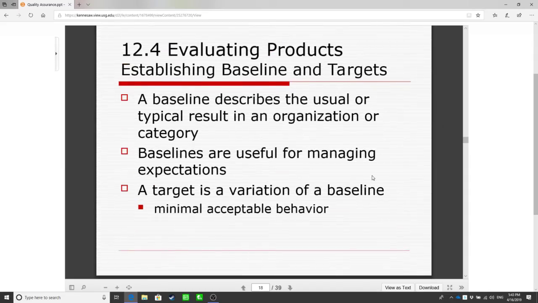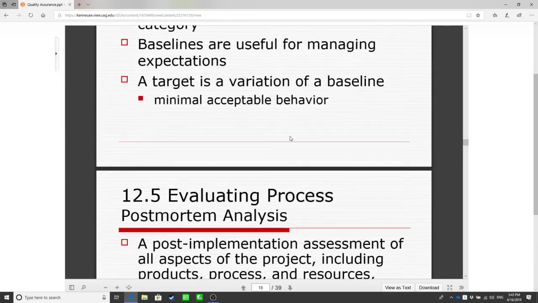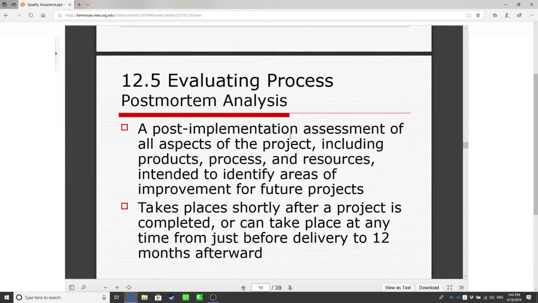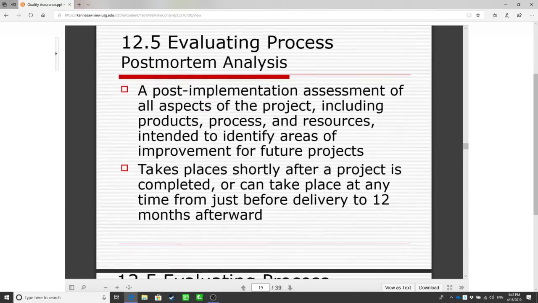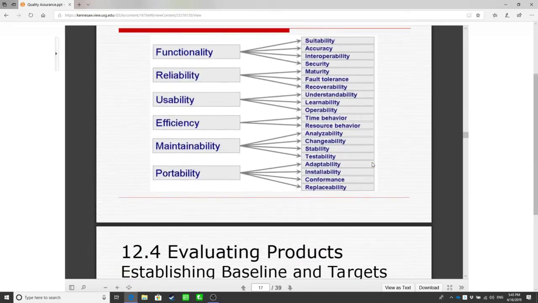So here the baseline target means, still talking about this model, how much suitability you want to reach, how much accuracy you want to reach. And then analysis of the evaluation. This is the evaluation of the products here. We're using this model's attributes, the things we are interested in, to evaluate the whole quality.